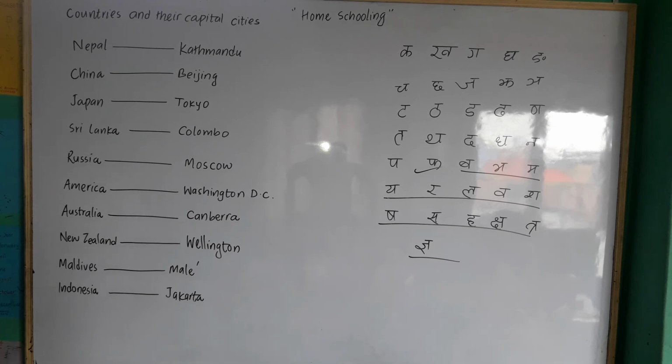Good. Okay. Again. So Mona Lisa, come here. Tell the capital city of China. Nepal, Kathmandu. China, Beijing. Russia, Moscow. America, Washington DC. Maldives, Malé.